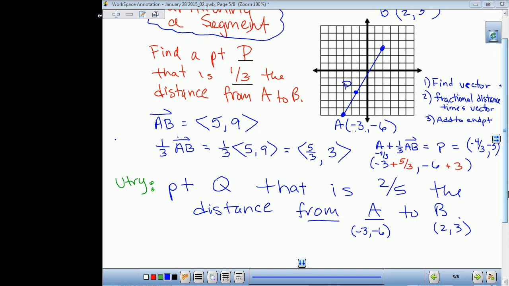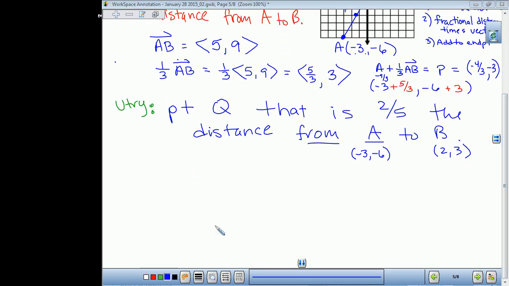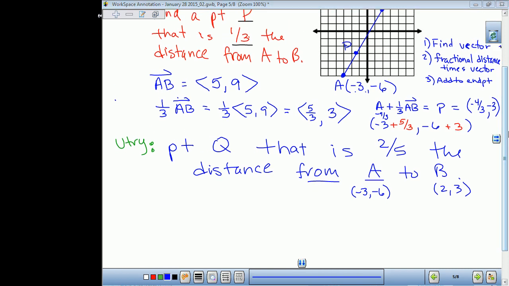Okay, questions about that? All right, you try. Find a point Q that is 2/5 the distance from A, which we're still going to let be the point -3, -6, to B, which is the point 2, 3. And I'm going to leave the work up there for the last one so you can follow along.